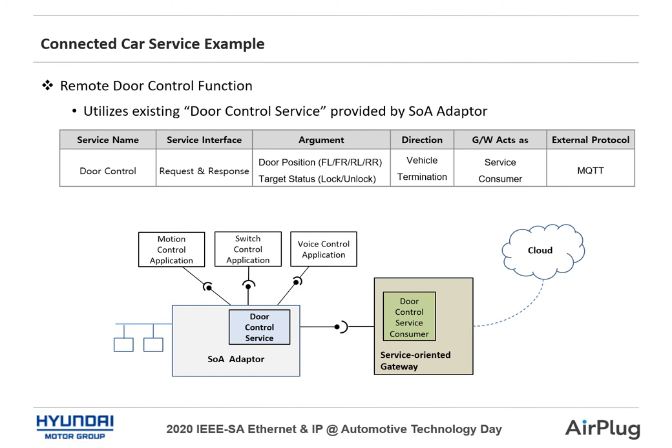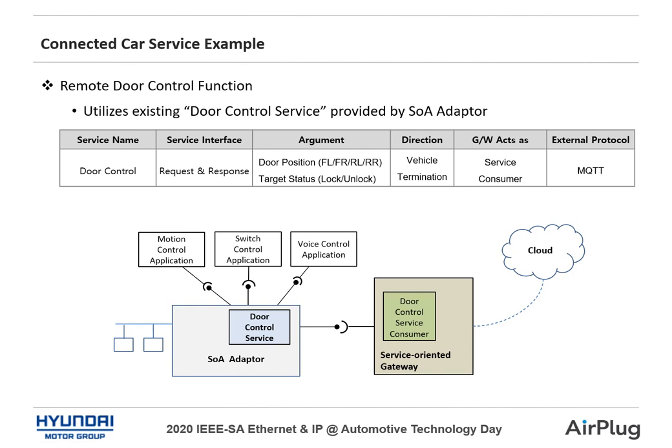This is the case where a cloud function controls an in-vehicle service, door control, with the direction of vehicle termination. SOA gateway consumes the door control service and publishes the service via MQTT. So the cloud can request door control through the SOA gateway.